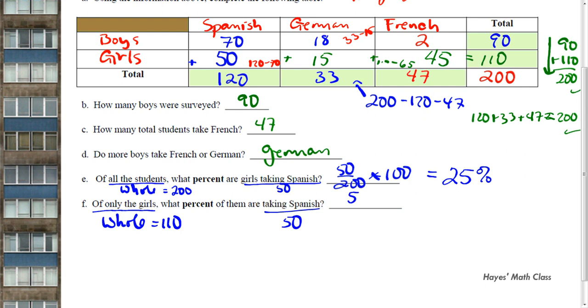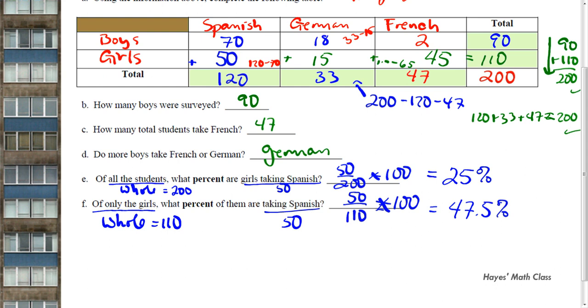So same idea, 50 divided by 110. And then you multiply that by 100. And if I'm doing the math in my head correctly, I believe that's going to be 47.5% the time around it. And usually you can go to one decimal place, it's fine, if I don't tell you otherwise. All right.